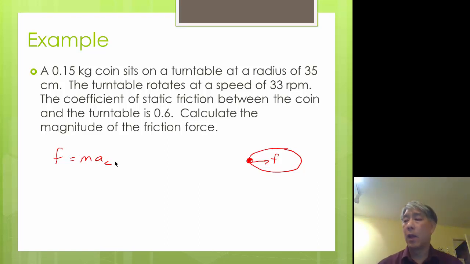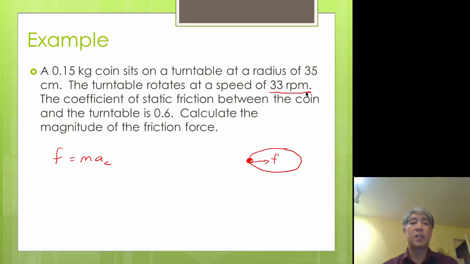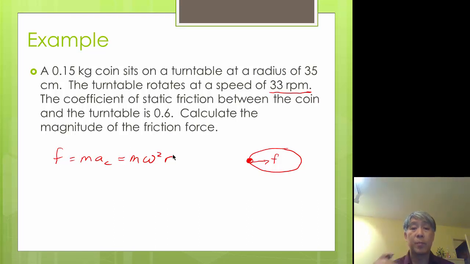The 33 revolutions per minute given here, that's an omega. That's an angular speed that it's giving me. In revolutions per minute, I have to convert that to radians per second, but I can do that. So I'm going to use this form for centripetal acceleration: m omega squared r. That's my friction force. And once I figure that out, I have my answer.